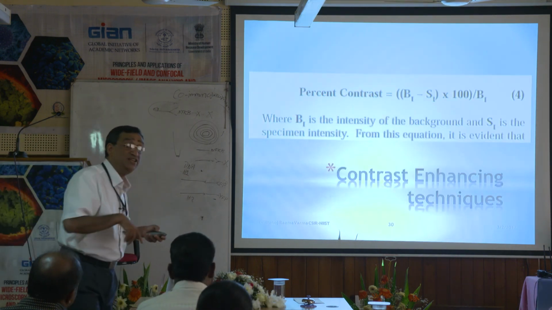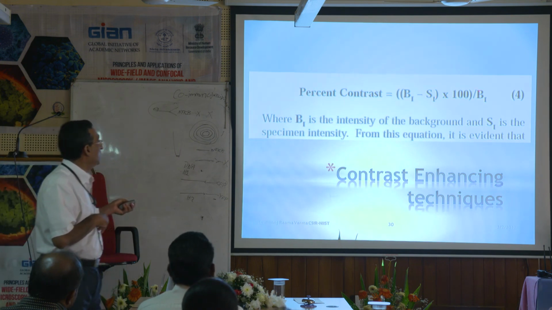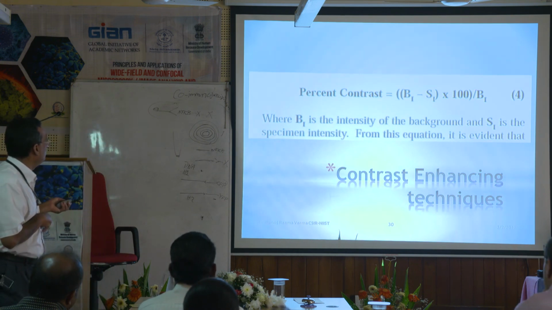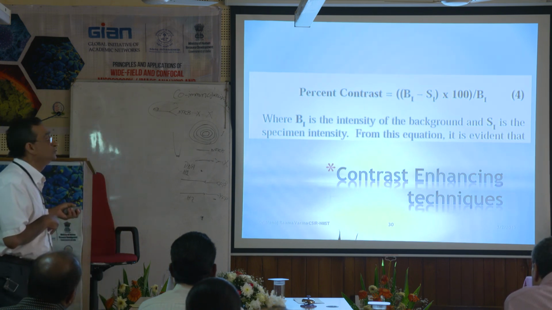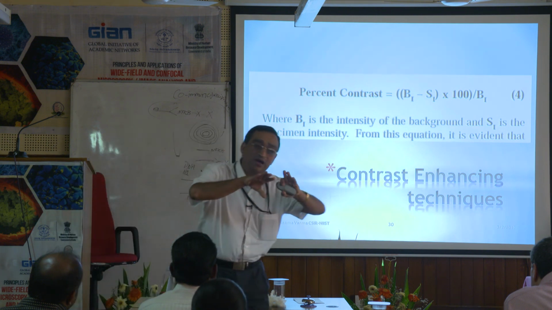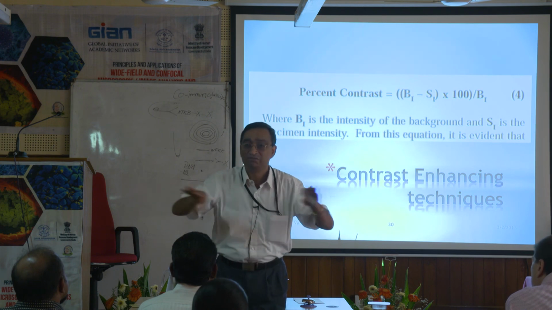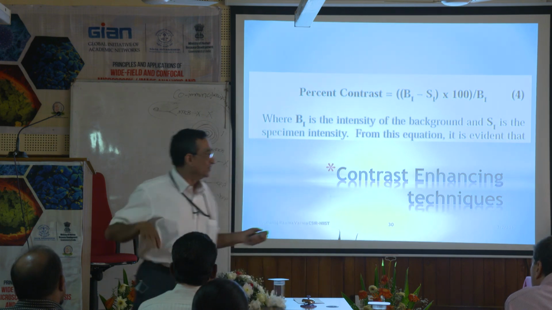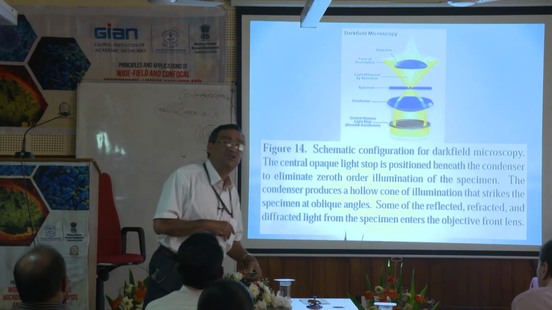And percentage contrast is defined as (Bi minus Si) into 100 divided by Bi, where Bi is the intensity of the background and Si is the specimen intensity. Therefore, to have a contrast, you should have some intensity difference produced. Otherwise, you won't see the specimen.